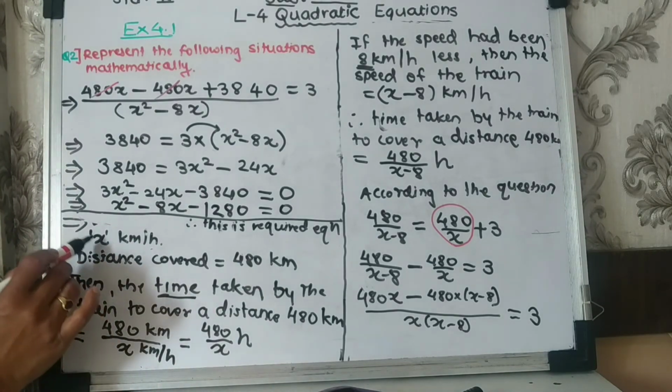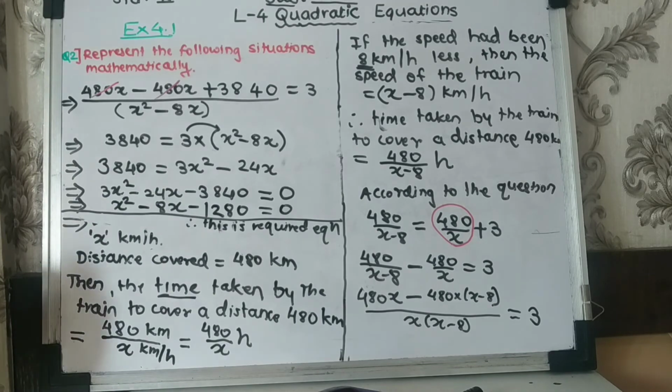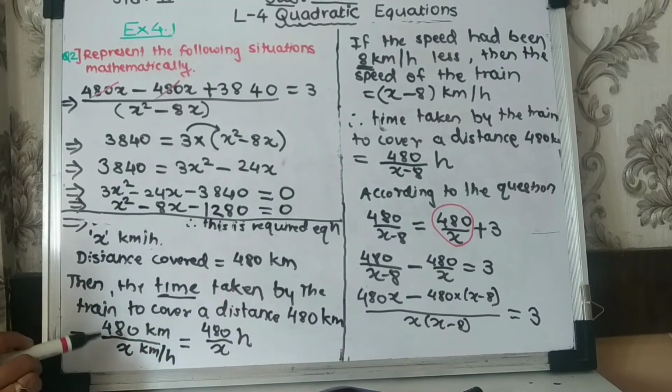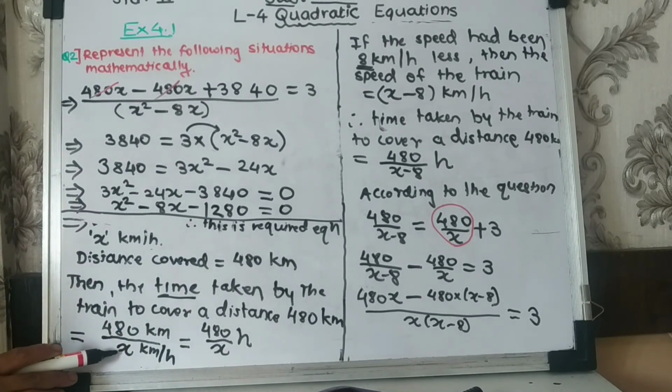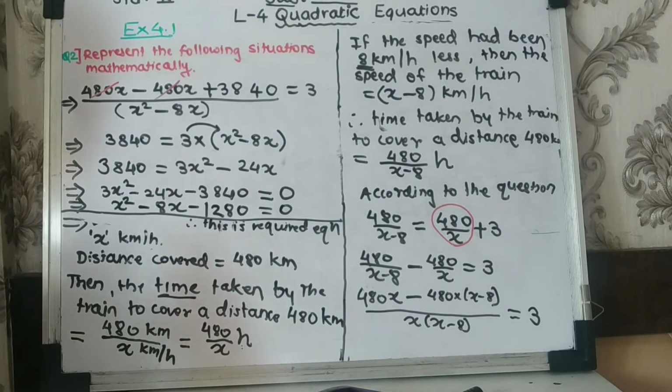First of all, let the speed of the train be x kilometer per hour. And the distance covered is 480 kilometer. Then the time taken by the train to cover the distance of 480 kilometer equals... We learned the formula in science: speed is equal to distance upon time, and that of the time is equal to distance upon speed. That formula we are going to use. So distance upon speed we have done, and the unit we got is hour. Time we measure in hours, minutes and seconds.